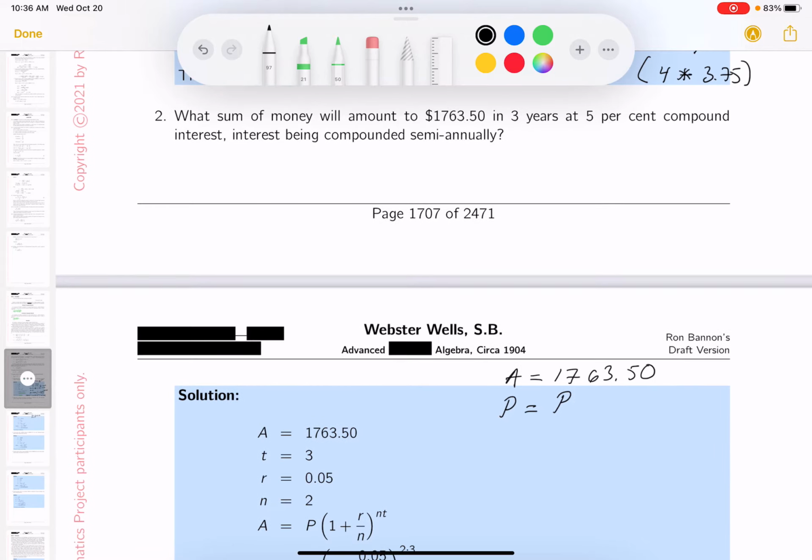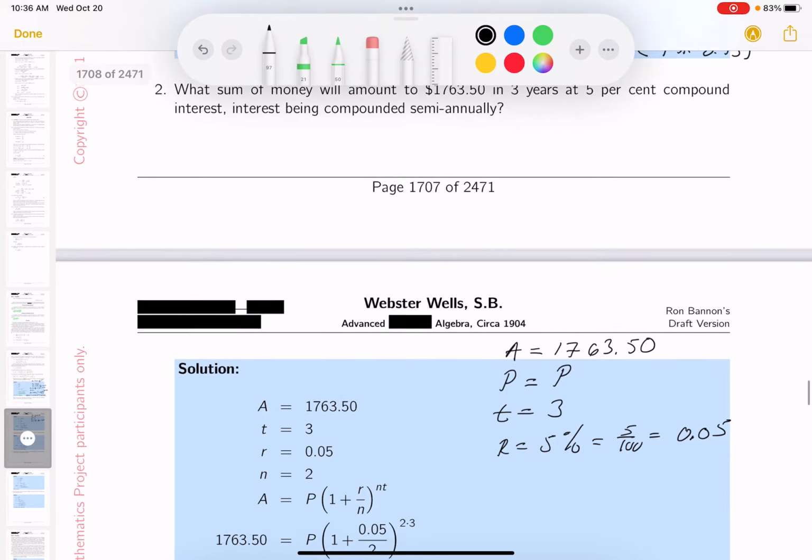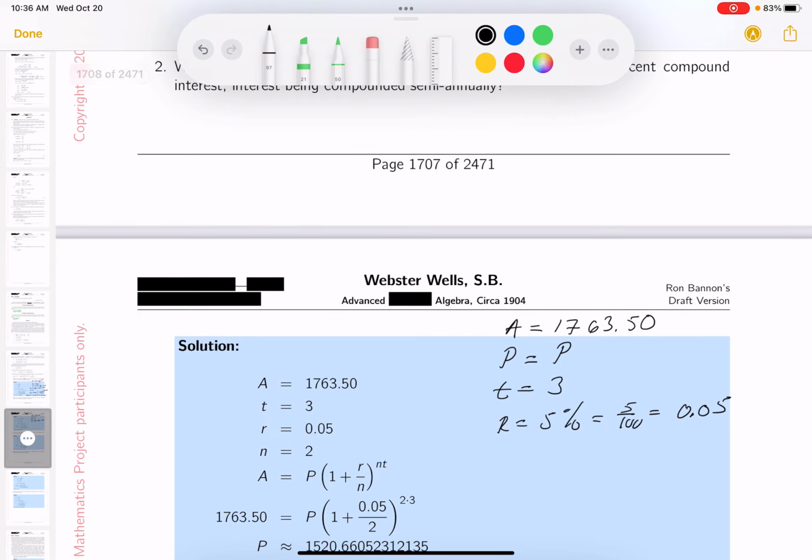It says in 3 years, so I know the T is 3 years. I'm just reading. These are years, and the R is 5%. 5% means 5 out of 100, which means 0.05. And yes, I do like the decimal instead. It says it's compounded semi-annually. All right, so what does that mean? It means twice a year. N is 2. It's being done twice a year.